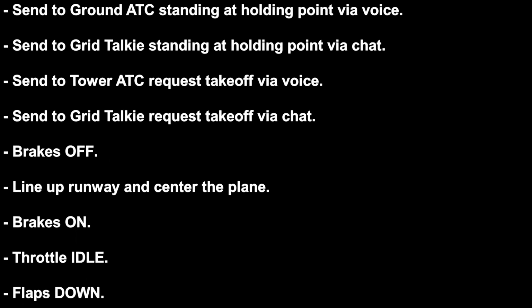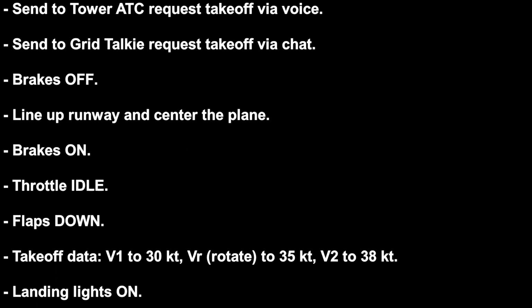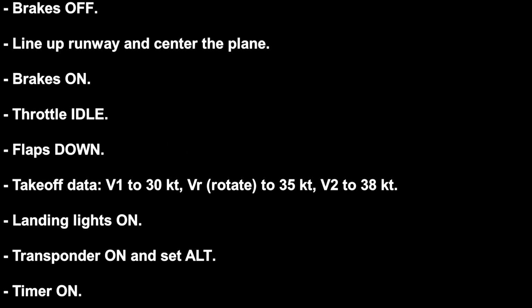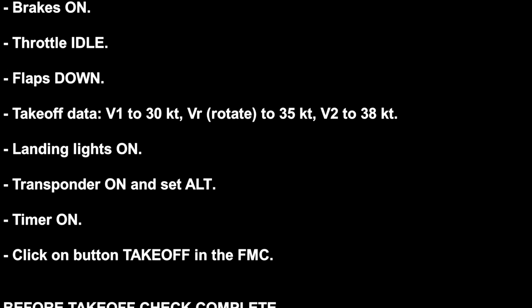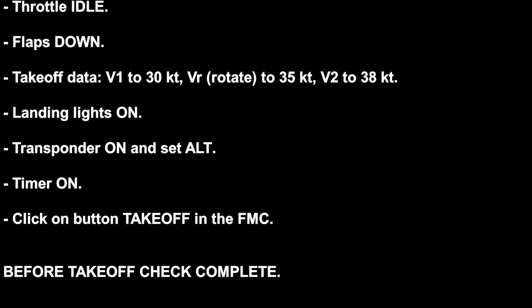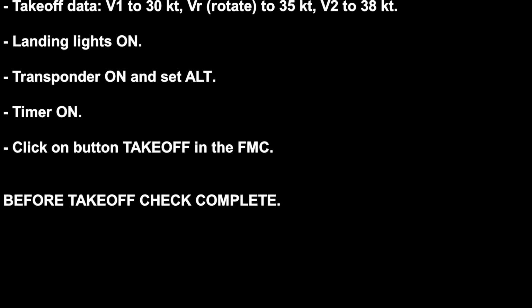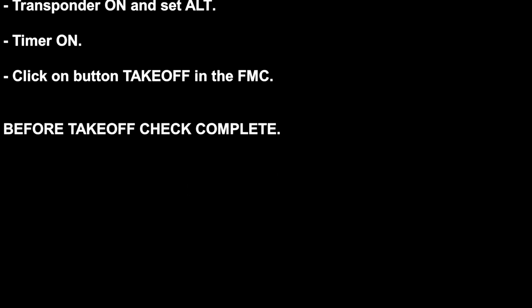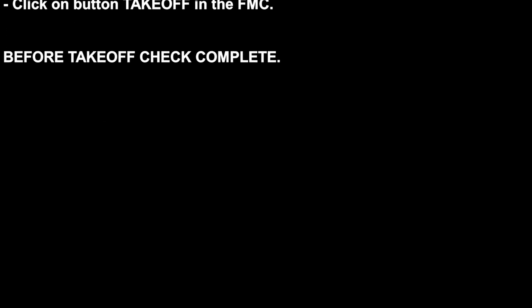Brakes off. Line up runway and center the plane. Brakes on. Throttle idle. Flaps down. Takeoff data, V1 to 30 kT, VR, rotate, to 35 kT, V2 to 38 kT. Landing lights on. Transponder on, and set Alt. Timer on. Click on button takeoff in the FMC. Before takeoff check complete.